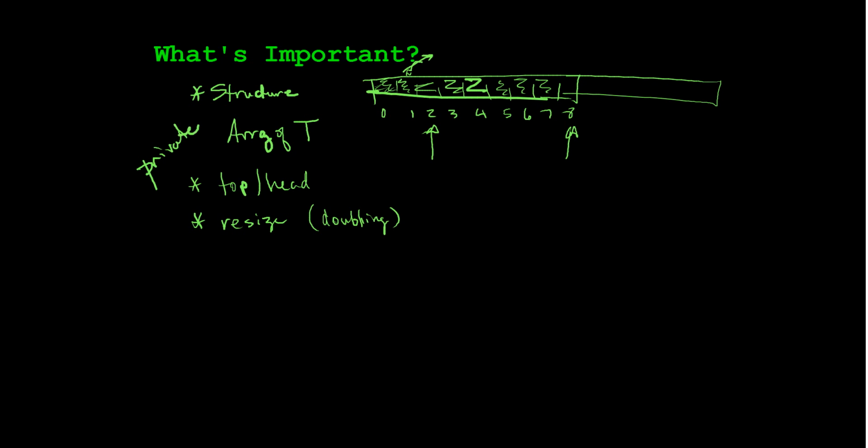Now when I'm looking at public stuff, I'm going to need some way to peek at what's at the top of my list. Now keep in mind this peek is non-destructive, meaning that I can't destroy anything.